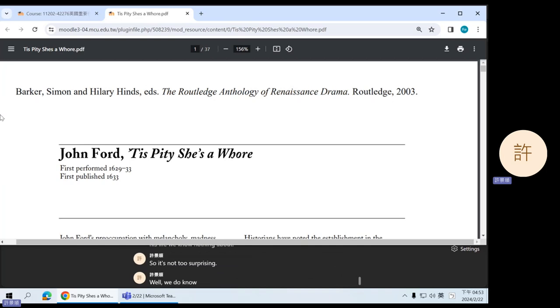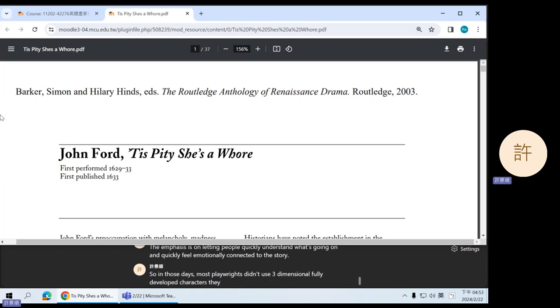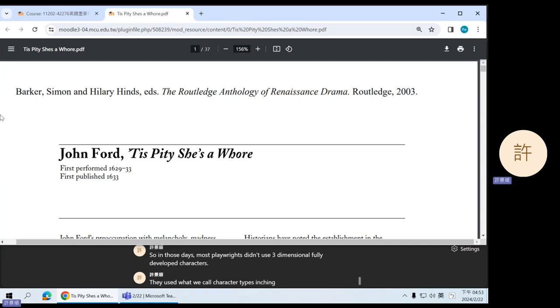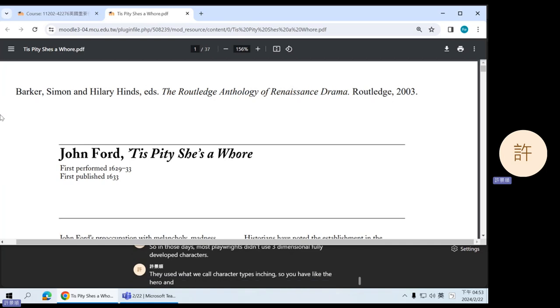What we do know is that his writing style is actually more like Shakespeare than like other popular playwrights of his day. In those days, again, this is a popular entertainment. So the emphasis is not always on the art. The emphasis is on letting people quickly understand what's going on and quickly feel emotionally connected to the story. So in those days, most playwrights didn't use three-dimensional, fully developed characters. They used what we call character types, 典型. So you have like the hero and the villain and the mother and the nurse and the sister, right? These are types. They're not actual completely developed characters.